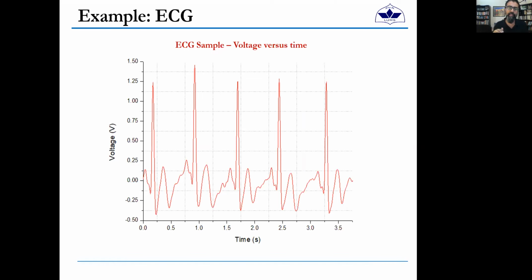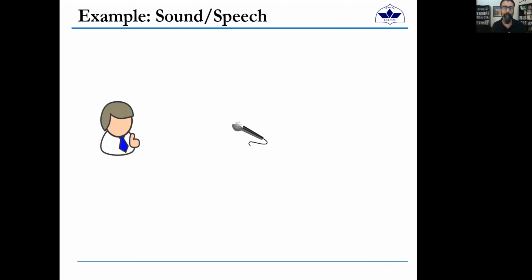And what you see is that ECG information is actually a function, or a curve, of voltage on the y-axis and time on the x-axis. So this is some function of time, right? So this is voltage versus time, right? The other example I can give you, and which is something we're going to be dealing with in this lab, is speech, right, or sound.